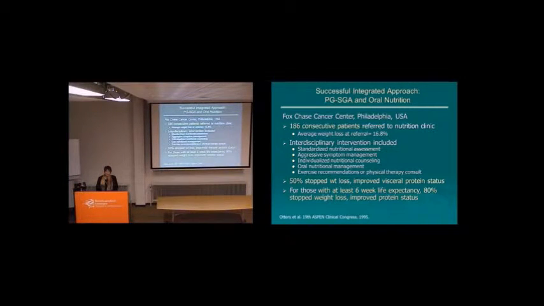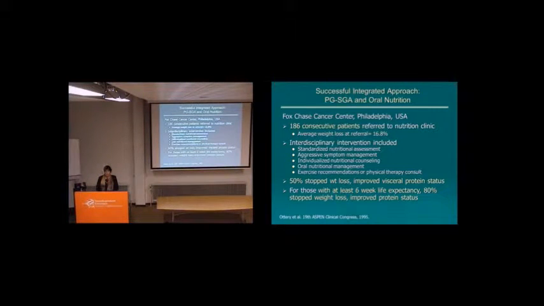So what we did is look at an interdisciplinary intervention that included a standardized nutritional assessment, which was this tool that we were in the process of developing, aggressive symptom management, individual nutritional counseling, oral nutritional management. 100% of these patients were managed by oral intervention, with an exercise recommendation or a physical therapy consult if they needed it. What's interesting is that despite that nearly 20% weight loss, 50% of the patients stopped losing weight and improved their visceral protein status, looking at prealbumin and transferrin. But obviously, some of those people who'd lost that much weight were more at the end of their life than at the beginning of their life.